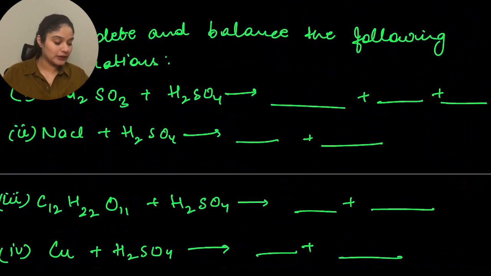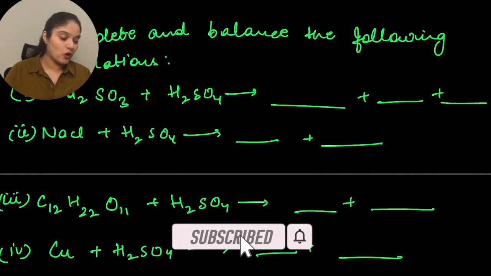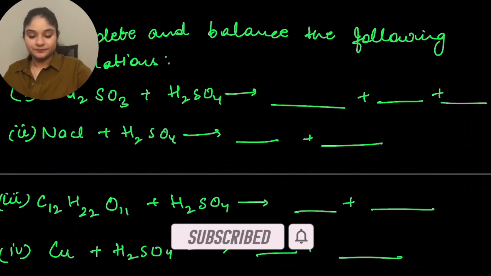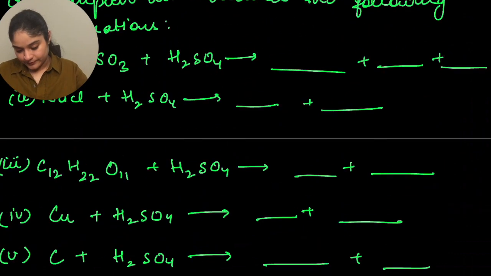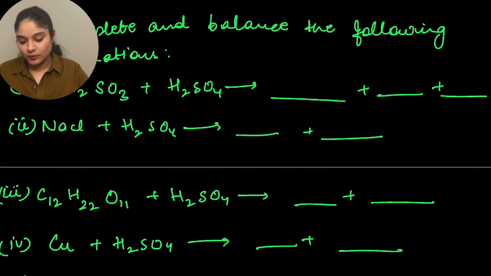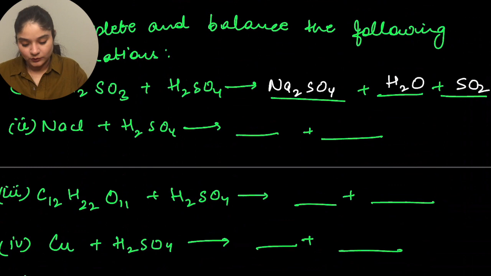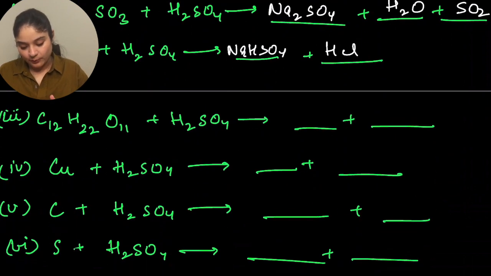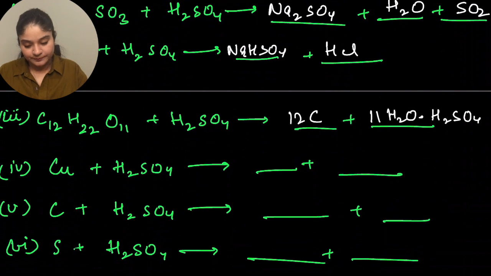You have Na2SO3 plus H2SO4, NaCl plus H2SO4, C12H22O11 and then copper and H2SO4. Okay. These are easy. Let's start with the first one. Na2SO3 plus H2SO4 will give you Na2SO4 plus water plus SO2. Then NaCl plus H2SO4 will give you NaHSO4 plus HCl. C12H22O11 plus H2SO4 will give you 12C plus 11H2O dot H2SO4. Then copper plus H2SO4 will give you CuSO4 plus water plus SO2.